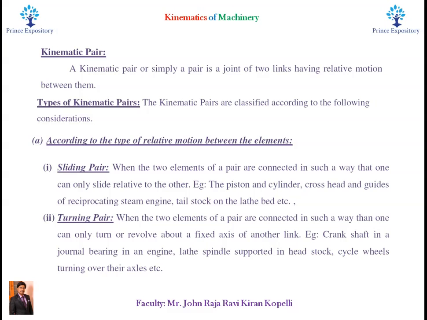Types of kinematic pairs. The kinematic pairs are classified according to the following considerations. According to the type of relative motion between the elements, we have sliding pair. When the two elements of a pair are connected in such a way that one can slide relative to the other. Examples: the piston and cylinder, crosshead and guides of reciprocating steam engine, tailstock on the lathe bed, etc.